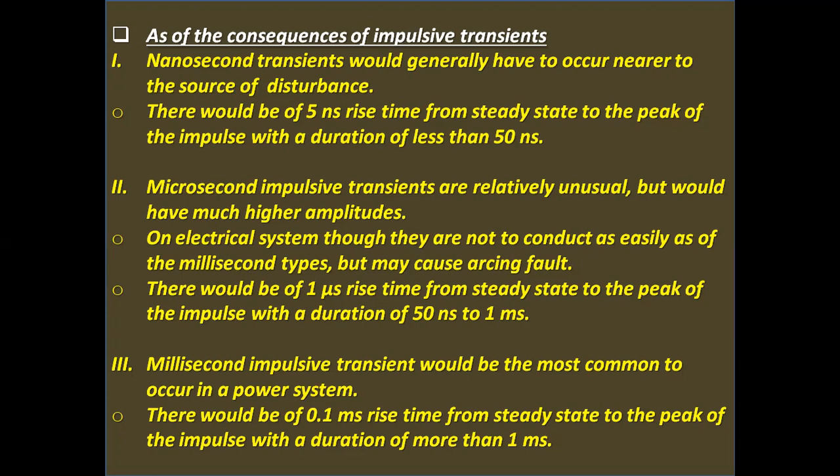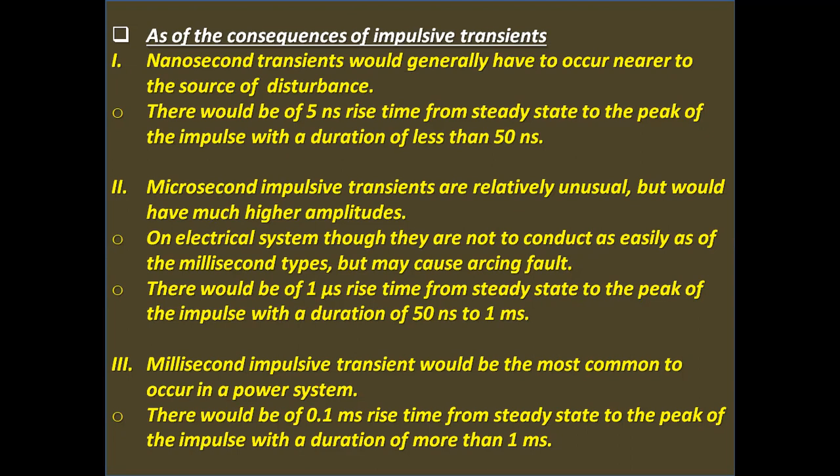Number two, microsecond impulsive transients are relatively unusual, but would have much higher amplitudes. On electrical system, though they do not conduct as easily as the millisecond types, they may cause arcing fault. There would be a 1 microsecond rise time from steady state to the peak of the impulse with a duration of 50 nanoseconds to 1 millisecond.